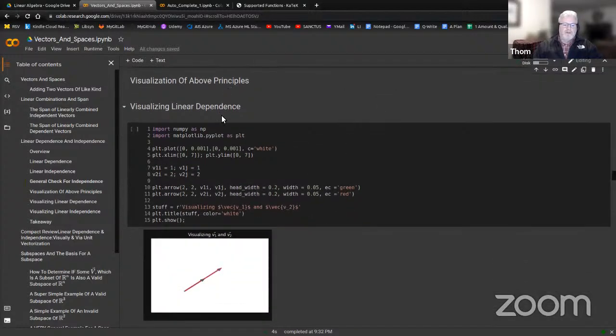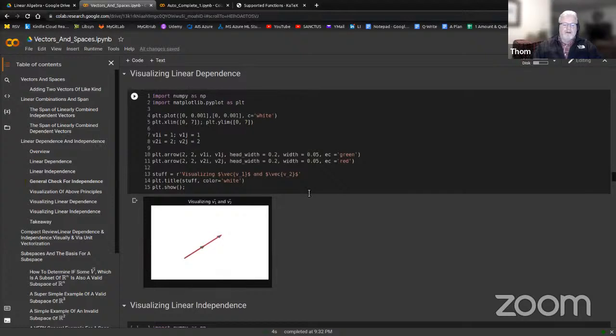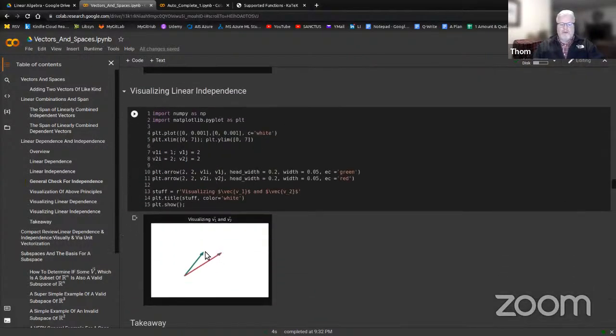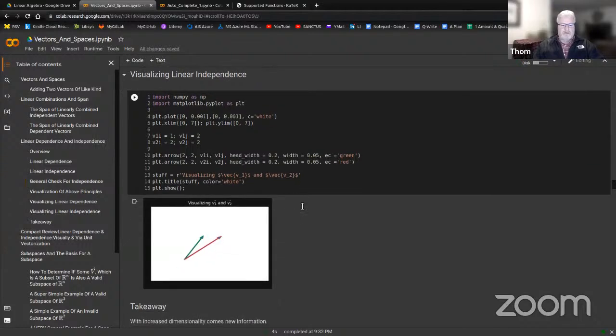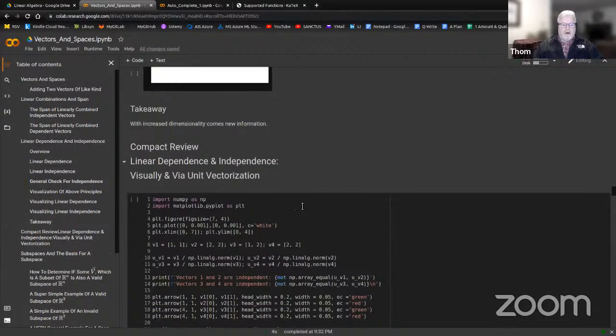So we went through some visualizations of that. If we see the two vectors lying one on top of the other, then we know they're dependent. And really, what that's saying is, even though we have two vectors, one of those two vectors is not giving us more information. Whereas when we have independence, they are giving us more information. They're widening the space, so to speak. And so with increased dimensionality comes new information. It almost sounds like something Uncle Ben would tell Spider-Man, doesn't it?